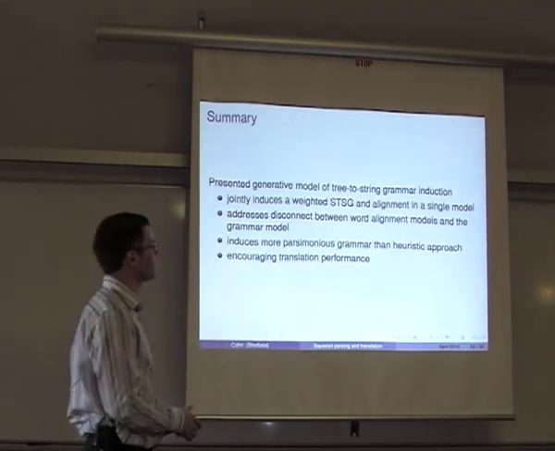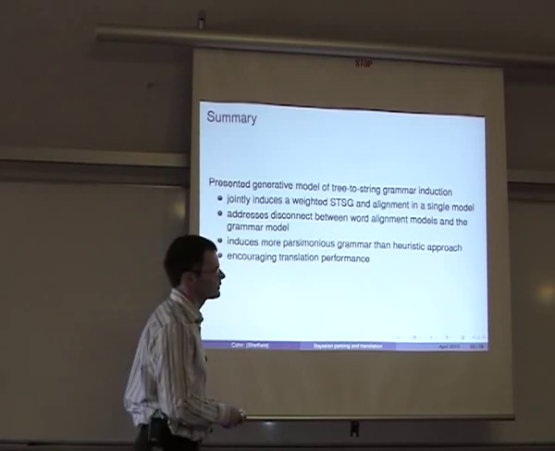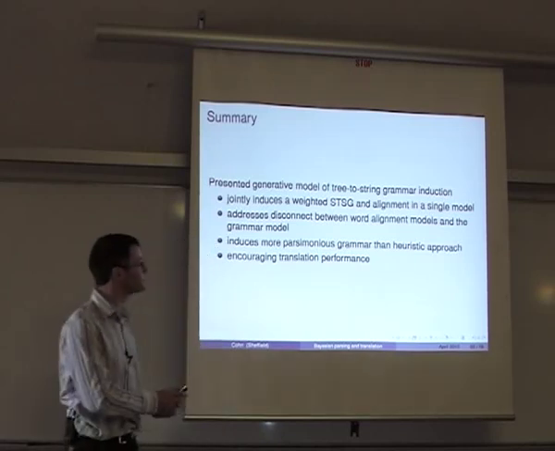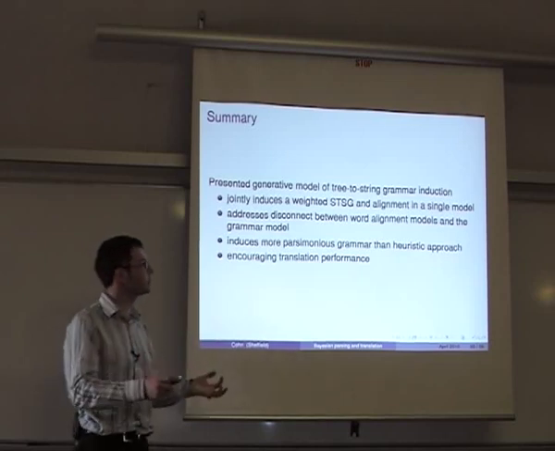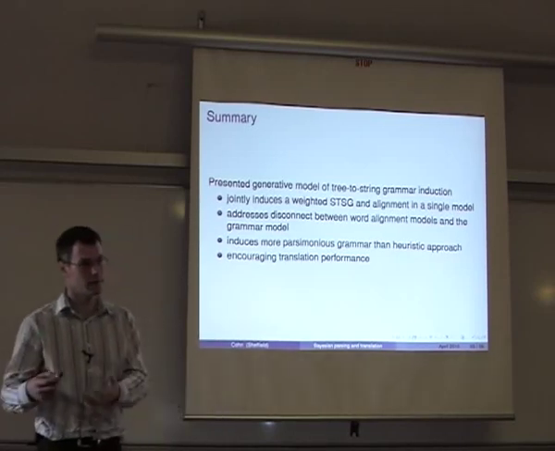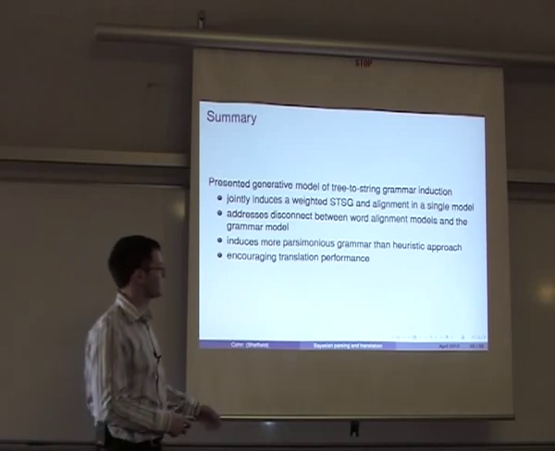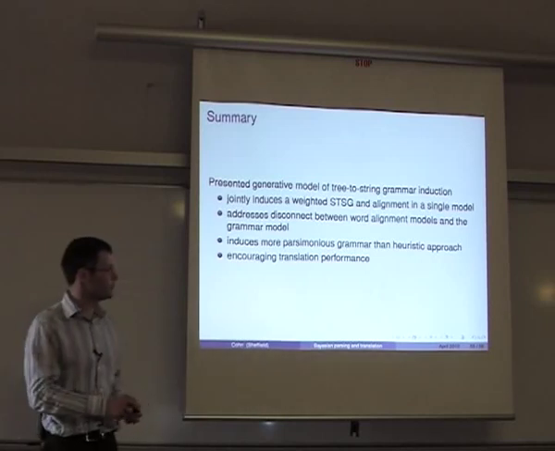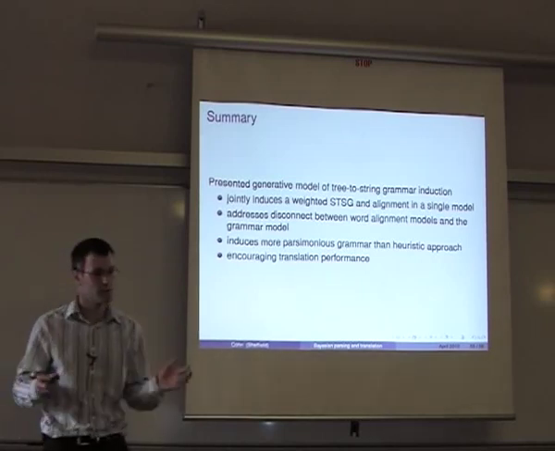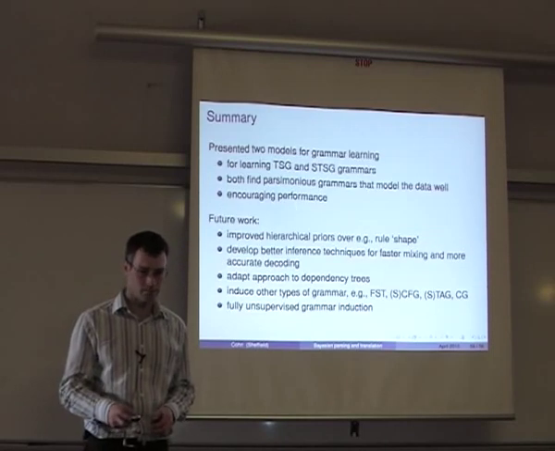So I presented a generative model of tree-to-string grammar induction. It induces a weighted STSG and also an alignment all at the same time. And this can be seen to address the disconnect between word alignment and the induction of grammar models that's done in translation. And what we see is it gets a more parsimonious grammar than the previous heuristic approach, and it gets a small improvement in translation performance, so it's quite promising in that regard.